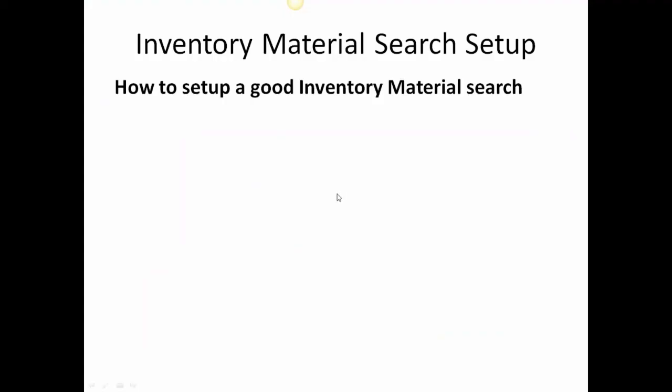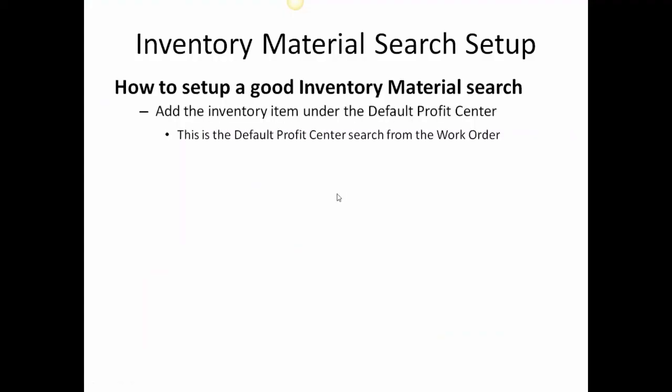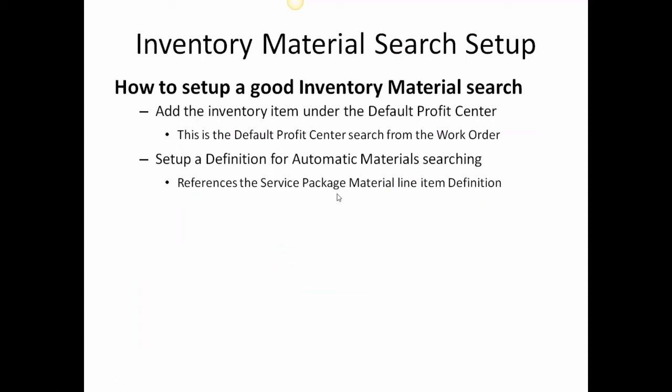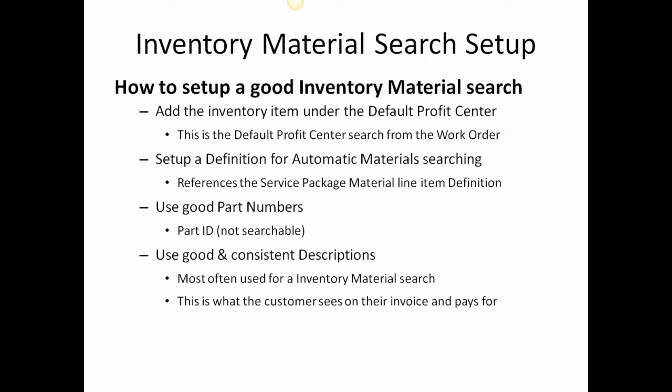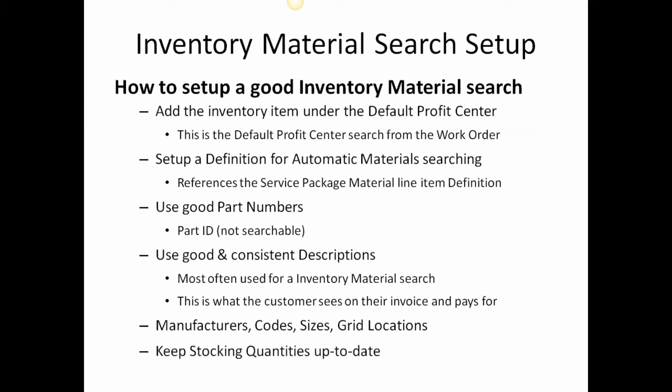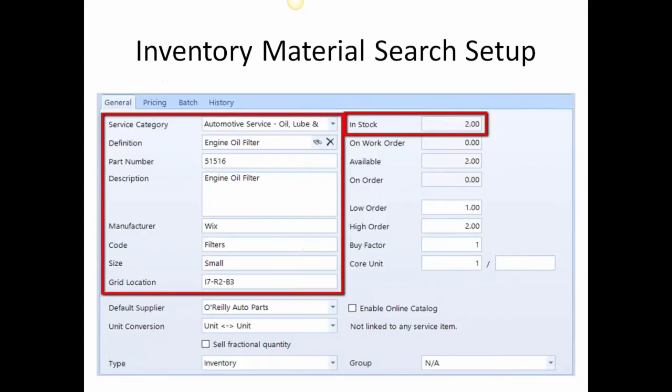Okay, so if we just do a quick review: add the item under the default profit center. Set up a definition for your automatic searches. Use good part numbers, use good and consistent descriptions. If you want to enter a manufacturer code or size, it is a search parameter, and keep stocking quantities up to date. So guys, here's what we've covered so far. We've covered what is searchable. So all the items that are highlighted or boxed in on the left, in addition to the in-stock quantities, are all setting up your search parameters to make sure you find what you're looking for.